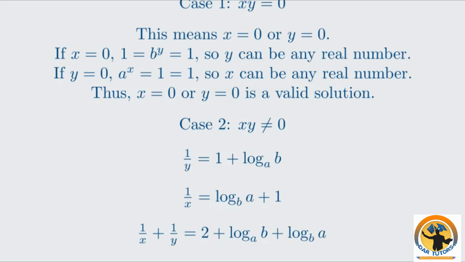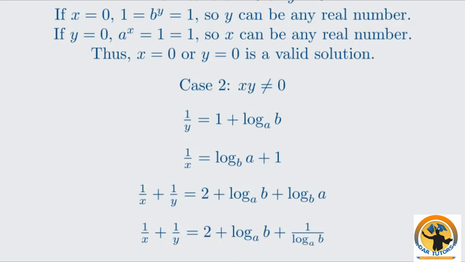b of a. Using the change of base rule, we know that log base b of a is 1 over log base a of b. Substituting this in, we get 1 over x plus 1 over y equals 2 plus log base a of b plus 1 over log base a of b. Let's let k equal log base a of b. The right side becomes 2 plus k plus 1 over k. This is equal to 2 plus the quantity k plus 1 over k.